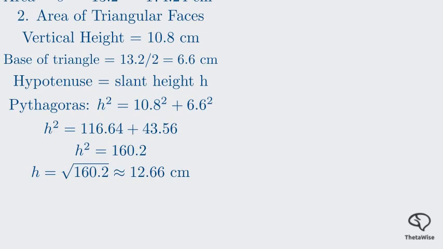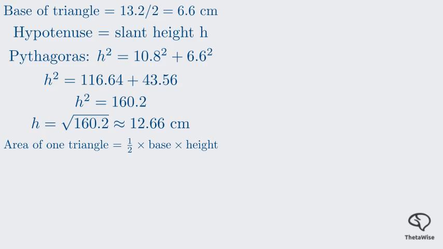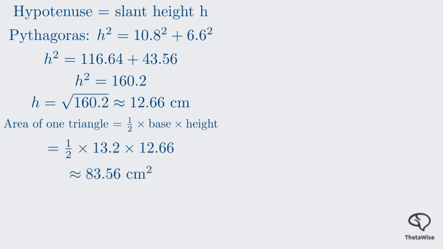This gives h squared equals 116.64 plus 43.56, which sums to 160.2. So, the slant height h is the square root of 160.2, which is approximately 12.6 centimeters. Now we have the height of each triangular face. The area of one triangle is 1/2 times its base, 13.2, times its height, 12.66. This is about 83.56 square centimeters.